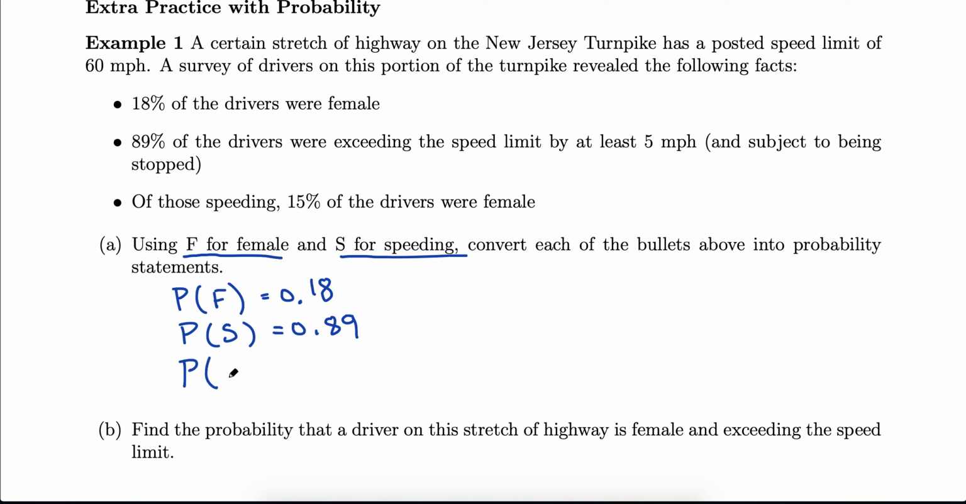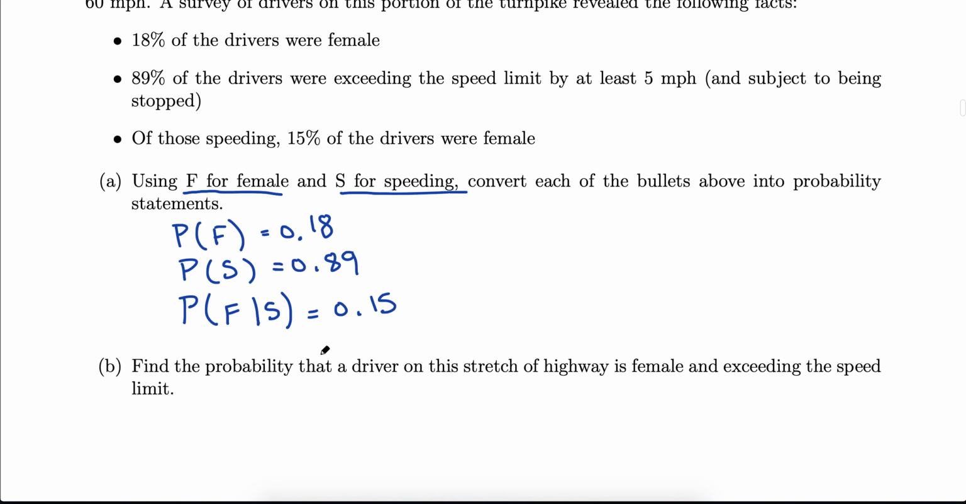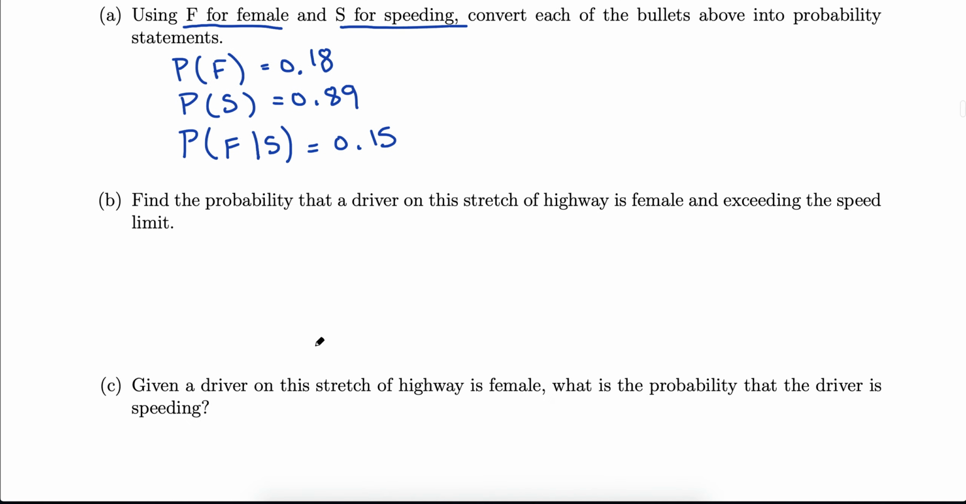All right, hopefully you noticed this phrase, of those speeding. So that's telling us we're not looking at all drivers, just the drivers that are speeding. So that's our given notation. So given someone is speeding, the probability of them being female is 0.15. So we've translated our 3 bullet points, or the given information, into probability notation. Now it should come in very handy for answering the remaining questions. Again, before I go through each of these in the video, I would suggest pausing it and trying it on your own to make sure you understand it, then watch and double check your work.